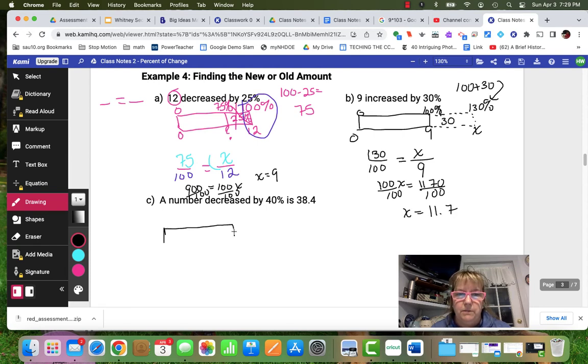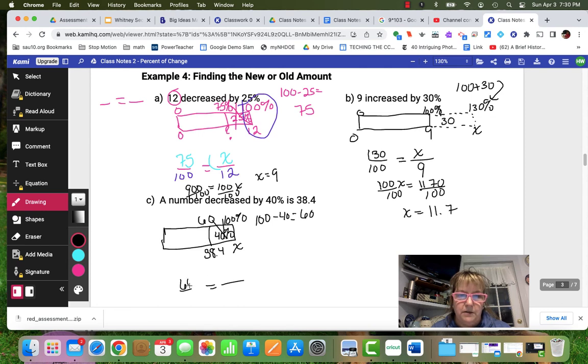Oh, actually, this is a little bit different. A number decreased by 40%. So we don't know what that number is. That's our unknown. But we know that was the 100% we started with, and we're decreasing it by 40%. And the new amount is 38 4/10. And we know that if we take that 40% off, it's 100 minus the 40, which gives me 60. So again, the proportion just falls out of all of that.